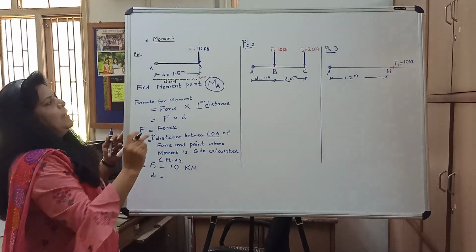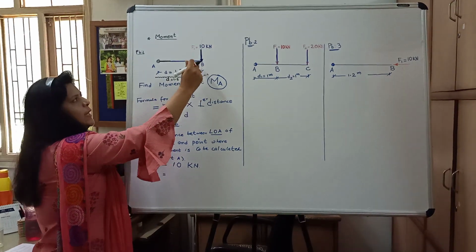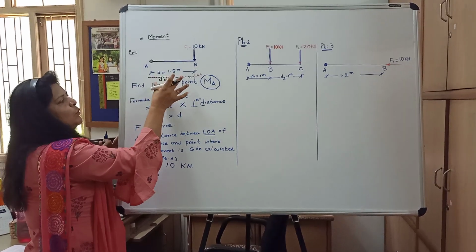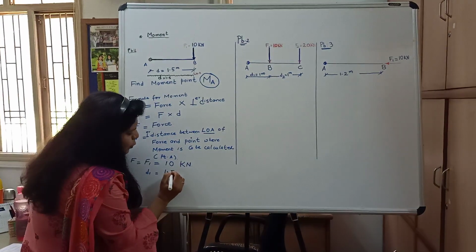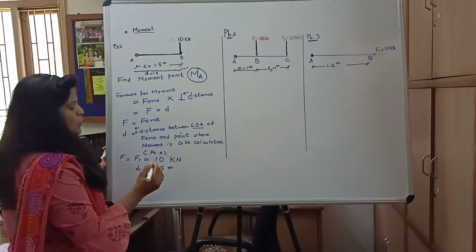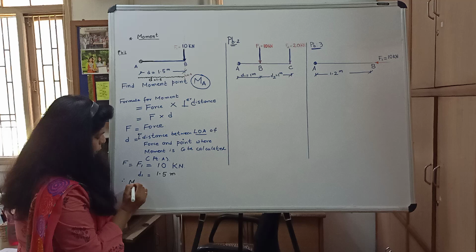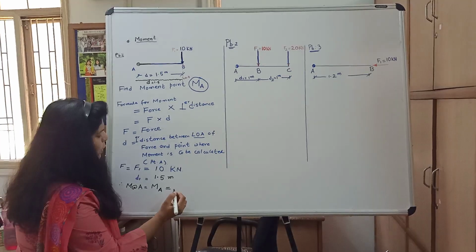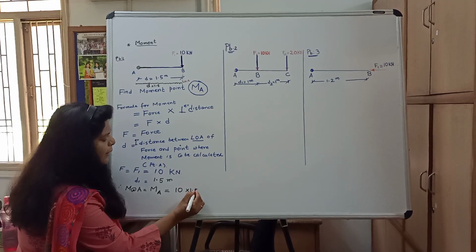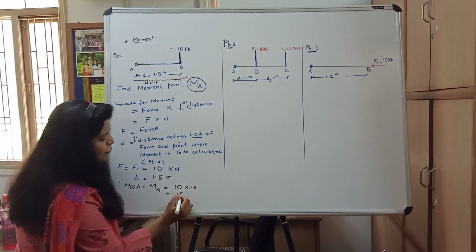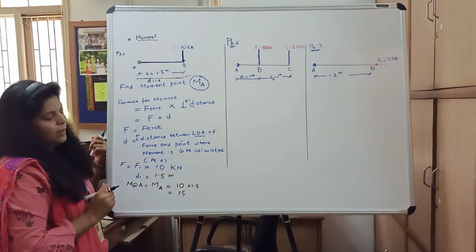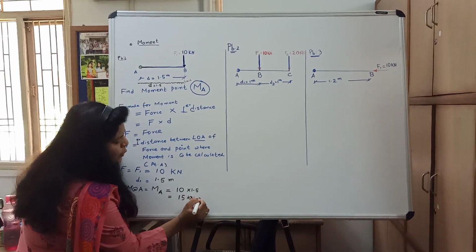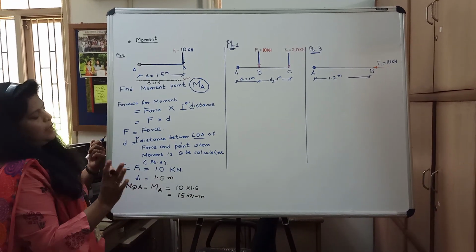I'll make it clear again. The line of action is extended in the forward and backward direction. So the line of action and the point where moment is calculated, which is point A. What is the distance? 1.5. So D1 is equal to 1.5 meters. Therefore, moment about A, that is M of A, is equal to 10 into 1.5, that is equal to 15 kilonewtons. And distance unit is meter. So 15 kilonewton meter is the answer.